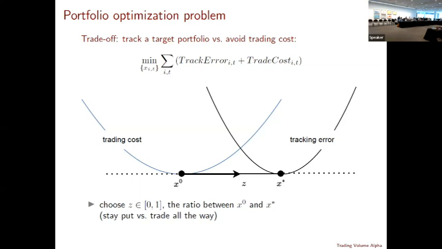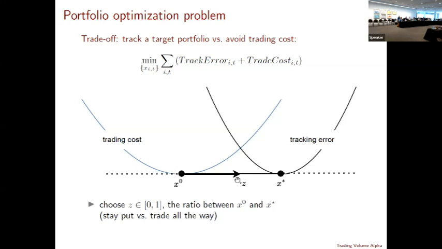Okay, so as a really simple example here, think of X0 as the current position I hold. So if I trade, whether I sell some or buy some, I'm going to incur a trading cost, which we're modeling here very simply as a quadratic function, right? And it's symmetric. Now, X star is the optimal portfolio weight I'd like to trade to based on new information, based on my alpha model.